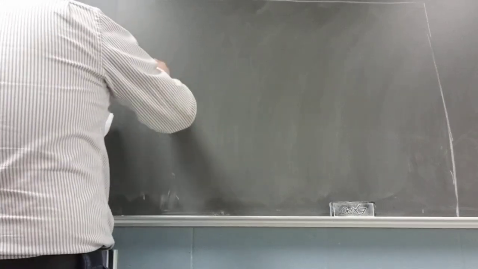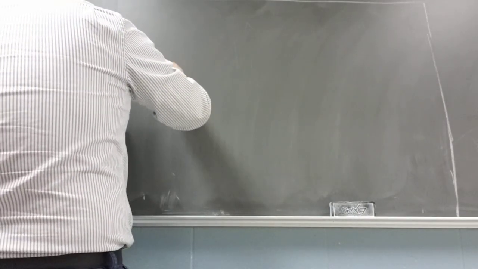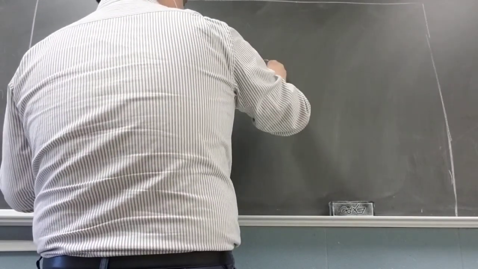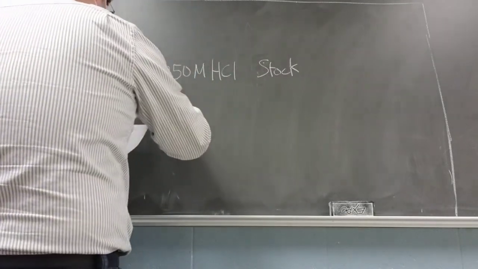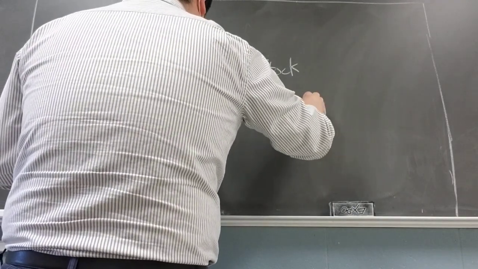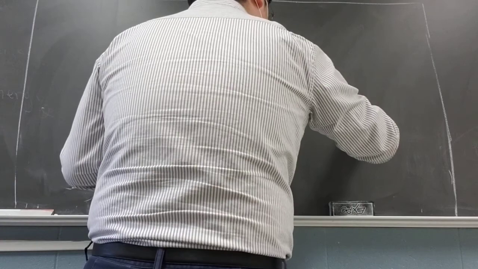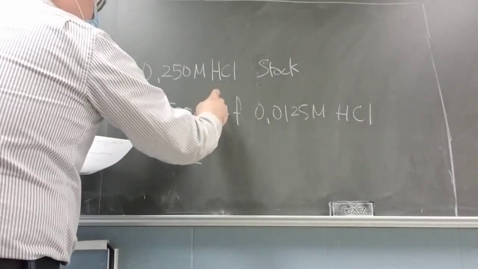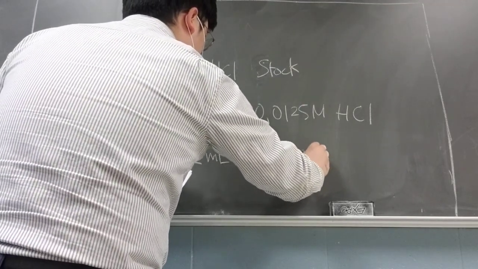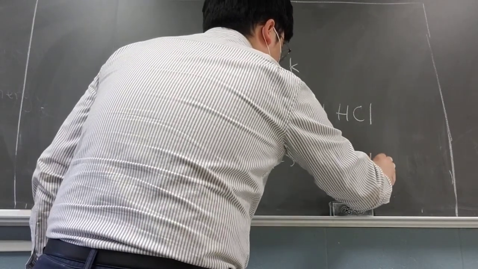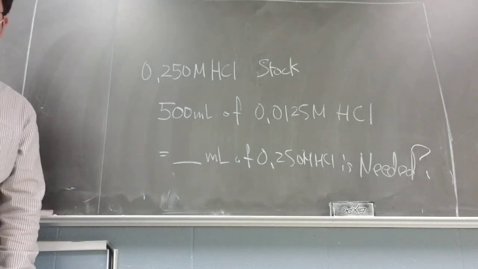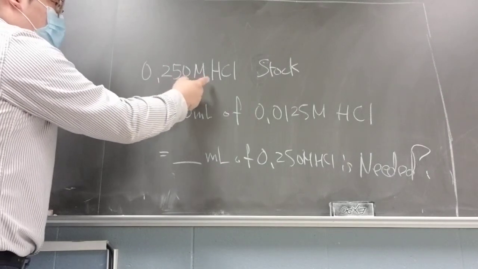Maybe you can try this. You have a 0.250 molar HCl solution. This is your stock solution, and you want to make 500 milliliters of 0.0125 molar HCl. So how many milliliters of 0.25 molar HCl are needed? That's the question.